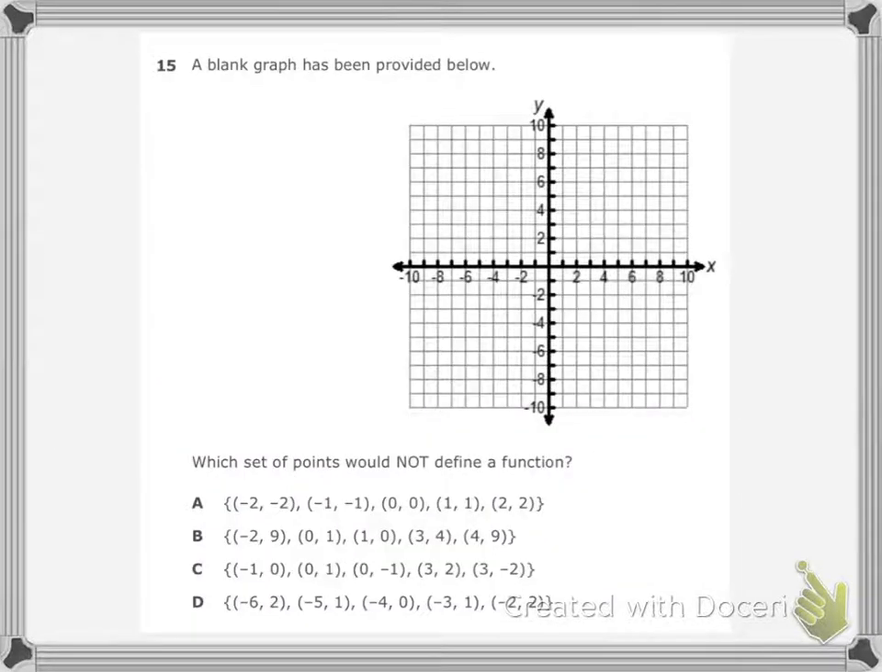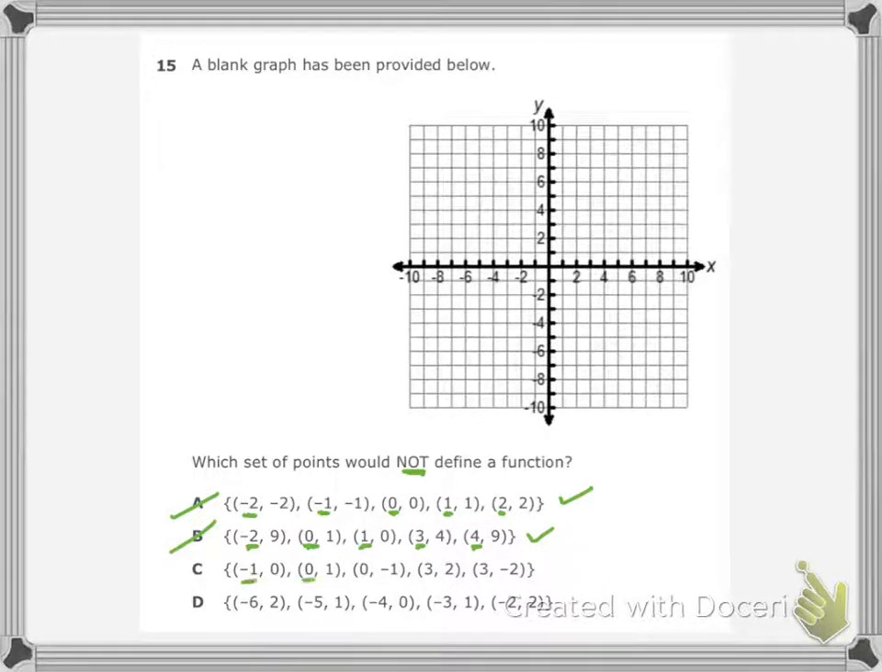For this one, they want to know which set of points would not define a function. Remember, if any of your x values repeat, it is not a function. So we're looking for x values that repeat. So you can just pay attention to the x values. These x values are all different, so it is a function, so it's not my answer. If I look at the inputs, or the x values of choice B, I see, yeah, they're all different too. That means that is a function, which means that's not my answer.